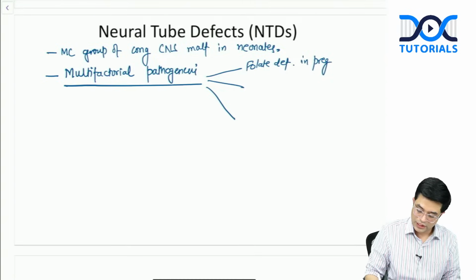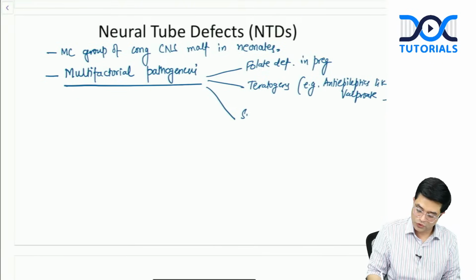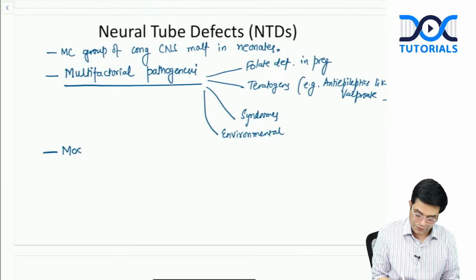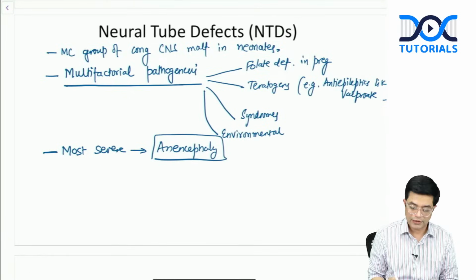They arise due to teratogens, for example, drug intake. For example, all these anti-epileptics like valproate, they can cause neural tube defects. It can also arise due to syndromes. It can also arise due to environmental toxins. Sometimes no cause is found. Most severe form of neural tube defect, which is not compatible with life, it is anencephaly. Anencephaly में brain बनेगा नहीं, forebrain will not be forming. So it is not compatible with life.